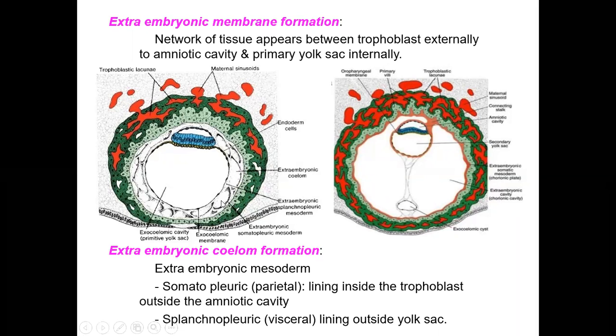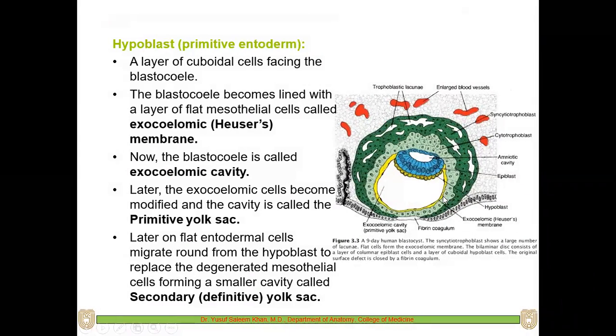Then it starts differentiating. There will be formation of small cavities here, also called the extraembryonic coelom. Till now there was no extraembryonic coelom. There was only the exocoelomic cavity, or the primitive yolk sac. Now between this exocoelomic membrane and this cytotrophoblast, there is small cavity formation.